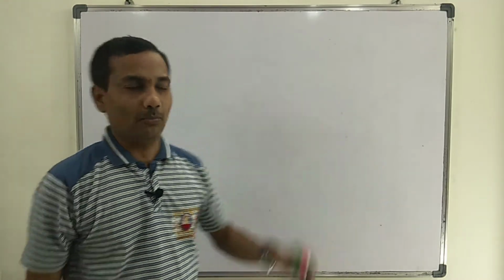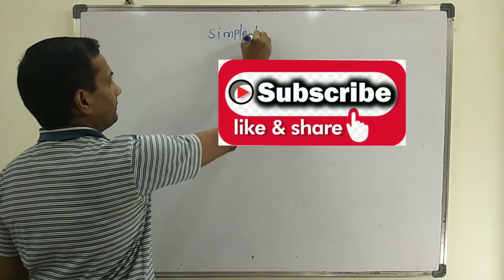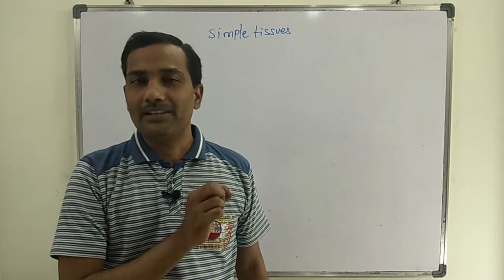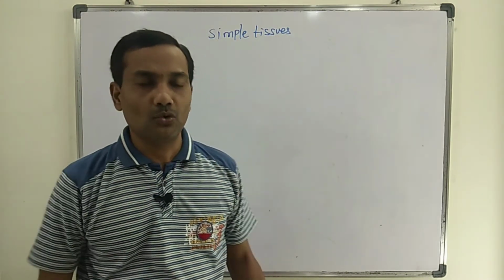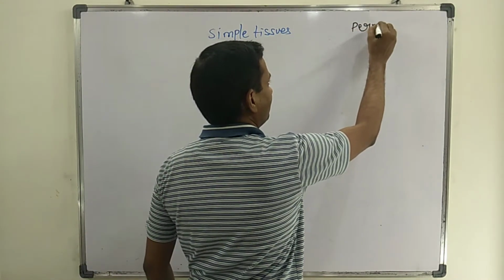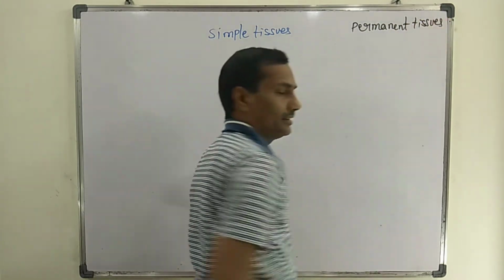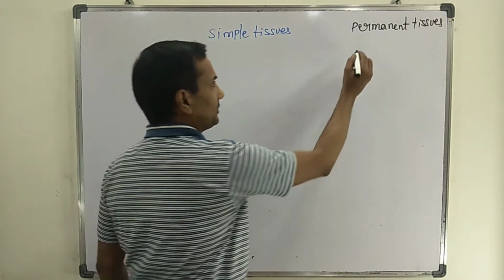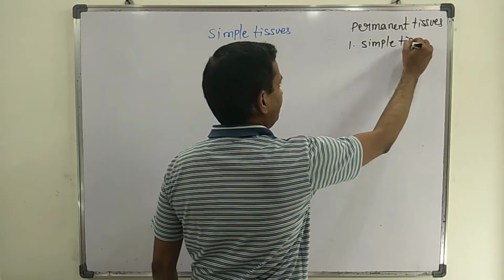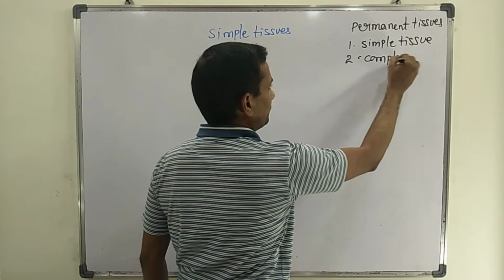Let's discuss a topic that is simple tissues. Permanent tissues are broadly divided into two types. The first type, simple tissues. The second type, complex tissues.